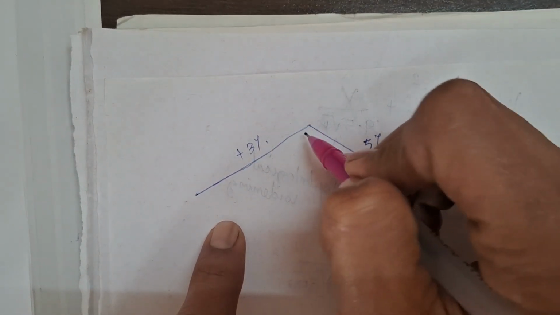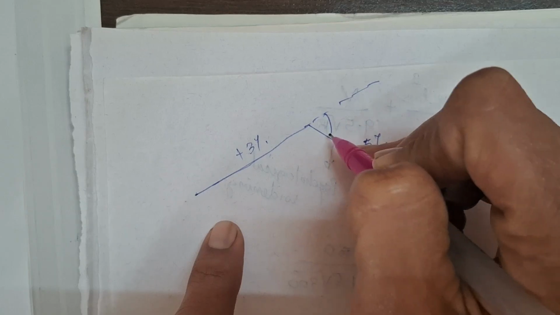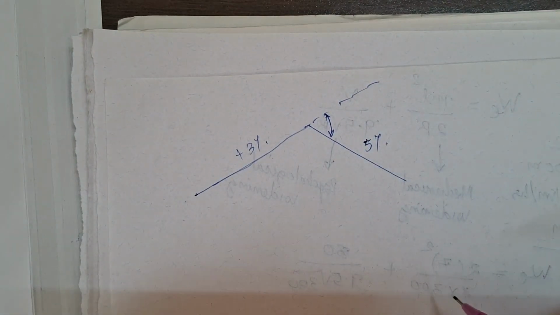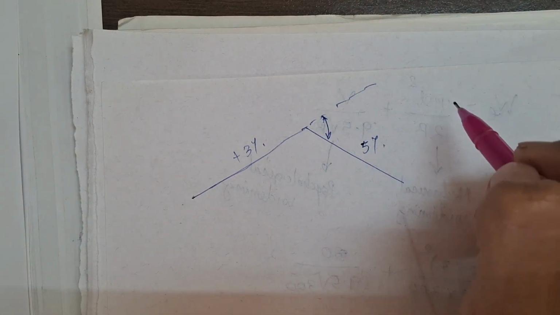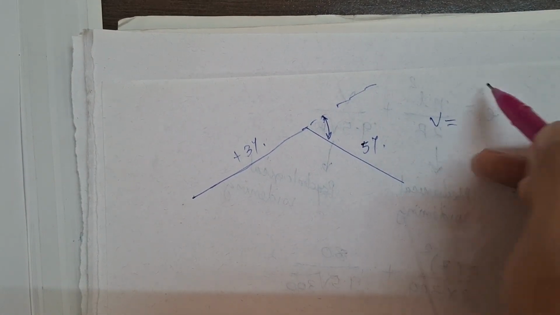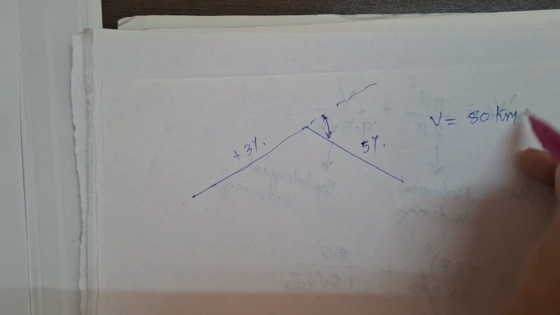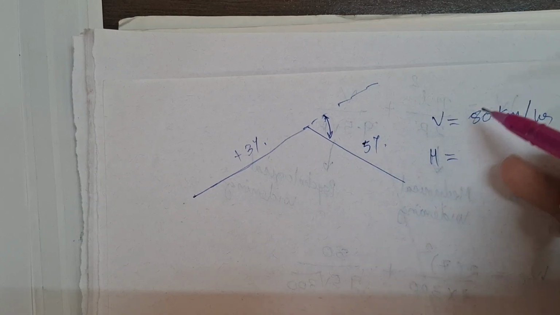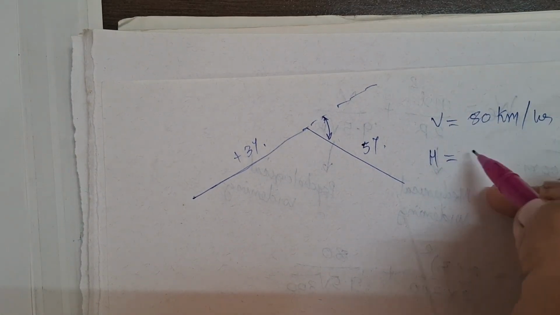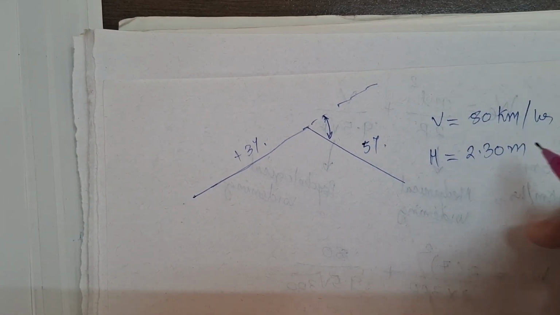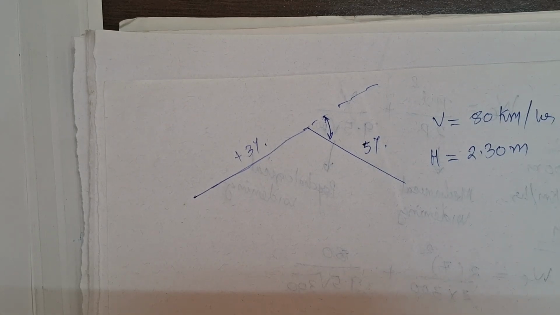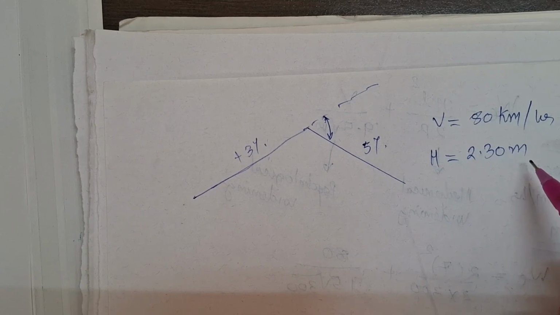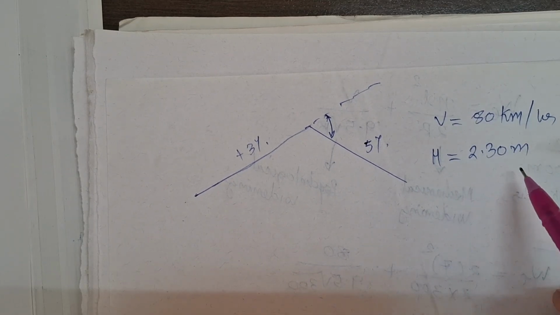Now see, this angle is known as the deflection angle. Another thing which they have given is speed. Design speed V is equal to 80 km per hour. Capital H, what I was telling, they have given 2.3 meter. Actually as per IRC it should be 1.2 meter, but no problem, they have given 2.3 meter.